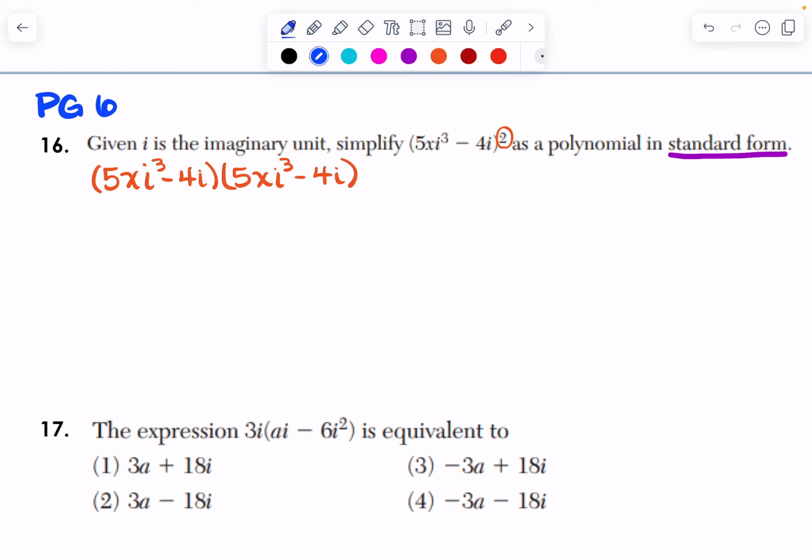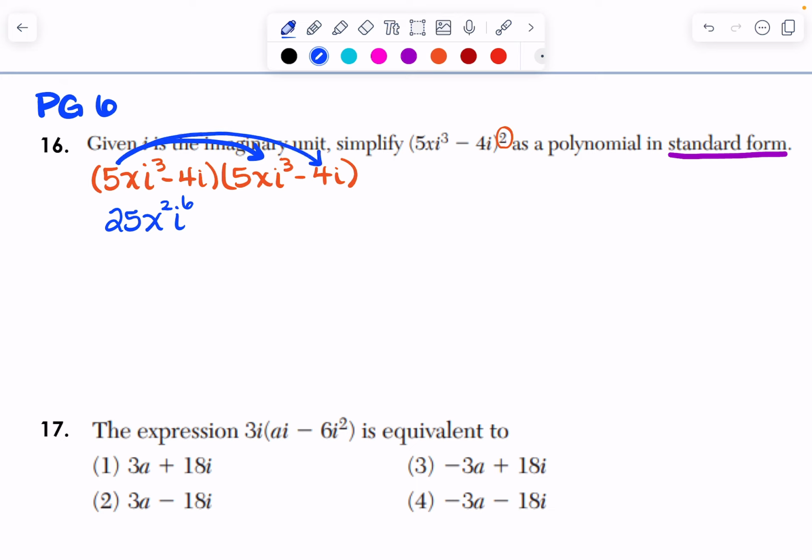Okay, and now we have a binomial times a binomial, and we will be double distributing. Okay, 5 times 5 is 25. x times x is x squared. And i cubed times i cubed is i to the 6th. Remember that when we're multiplying, we are adding exponents.